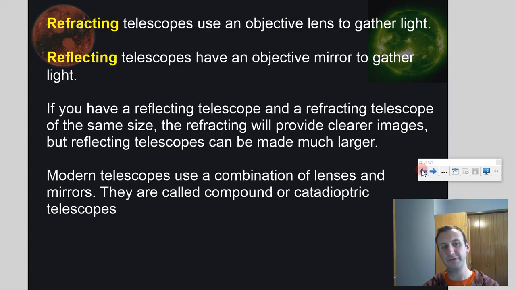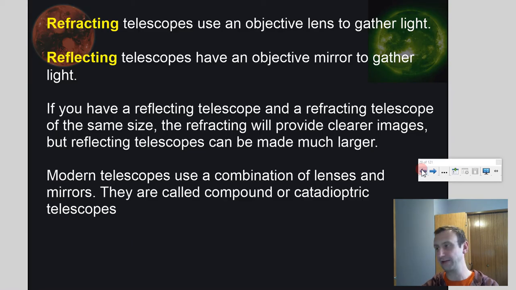If you have a reflecting telescope and a refracting telescope of the same size, the refracting telescope will provide clearer images, the ones with the glass inside of it, but reflecting telescopes can be made much, much larger, which means that we have more ability to magnify with the reflecting telescope, which uses a mirror. So it's really important to understand that refracting is all about lenses, while reflecting is all about mirrors.